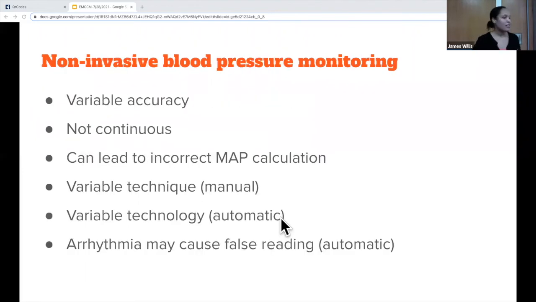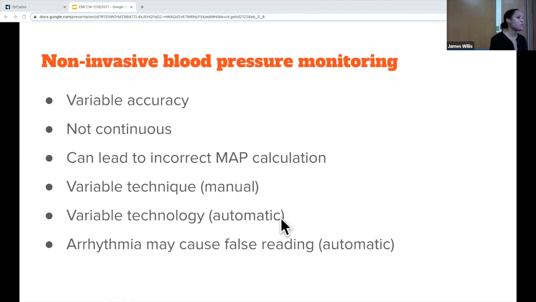Moving on to the final type of monitoring that I'm going to talk about: blood pressure monitoring. We use non-invasives on just about everyone. They're great, and for 90% of our patients, probably 95%, they're completely fine. The issue with them, though, is that you have variable accuracy. Whether you're using a manual cuff or an automatic cuff doesn't mean it's necessarily accurate.